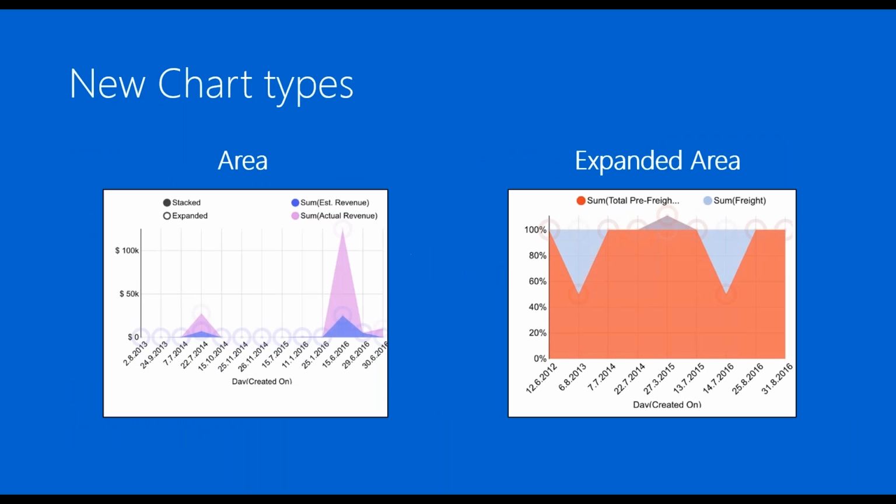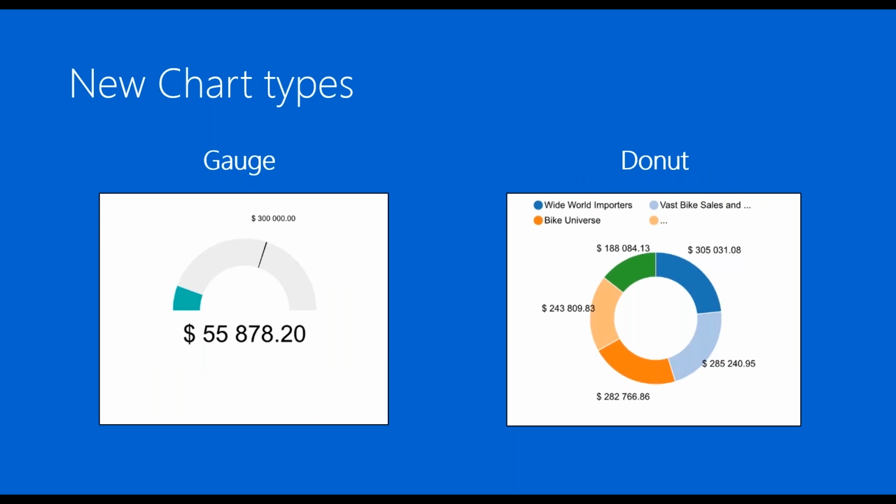We have created 4 new chart types. The first one is the area chart. This is something like a bar chart or maybe a combination of a bar chart and line chart. For some types of visual representations, this is a nicer way to represent the data. And there is also the expanded area chart, which basically shows similar information but normalized or maximized to 100%, as you can see on the screenshot on the right.